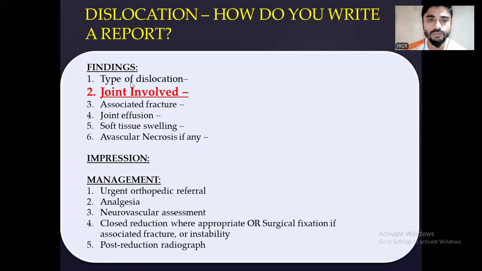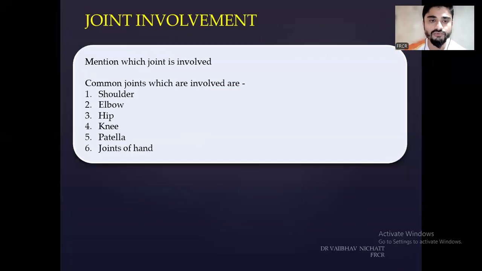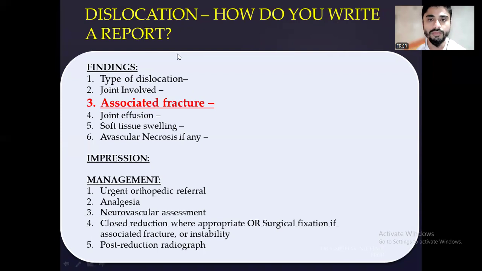Now coming to the next part, which joints are involved. Okay, so you have to mention in the report which joint is involved. The most common joints involved in dislocations are the shoulder joint, which is the most common, then the elbow joint, hip joint, knee joint. Particularly in the knee joint, the patella is the most commonly dislocated bone, and joints of the hand.